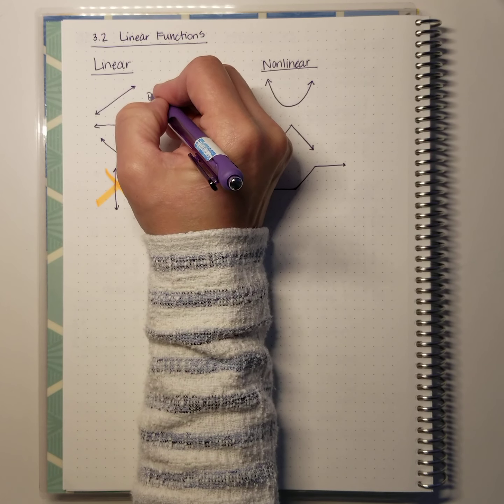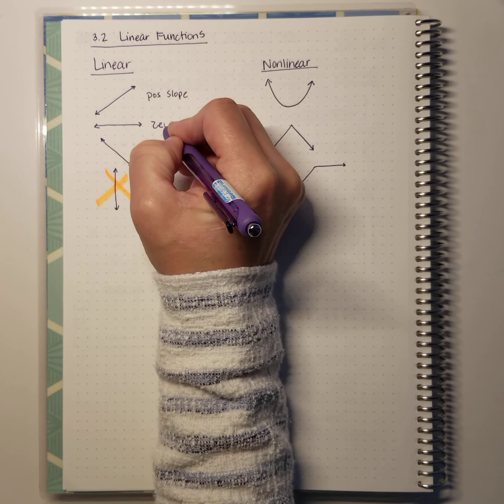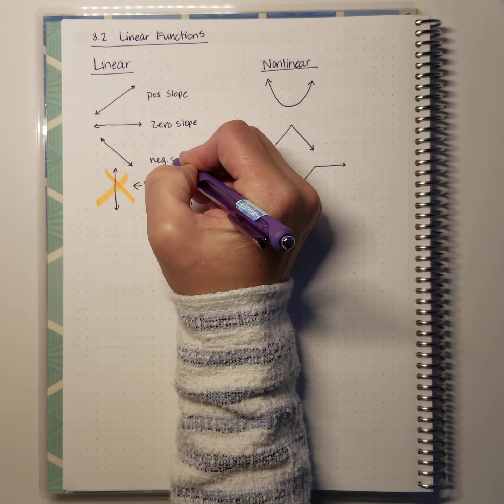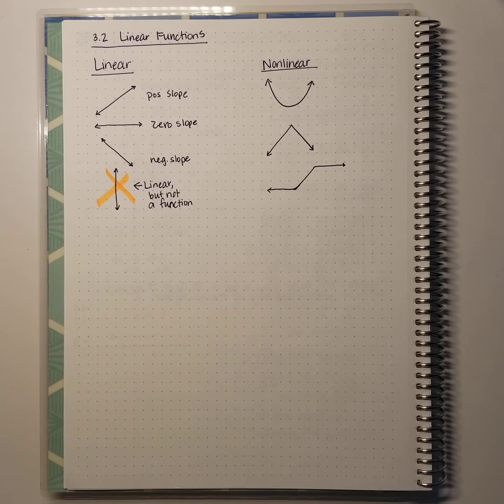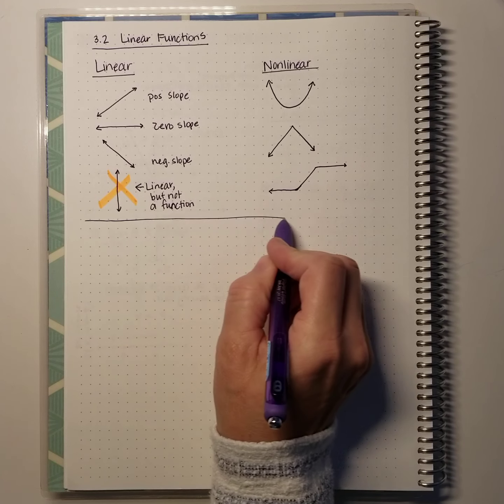So a positive slope is okay, a zero slope is okay, or a negative slope is okay, but not an undefined slope. Okay, so that's not a function. So that's what graphs might look like or what they might not look like.